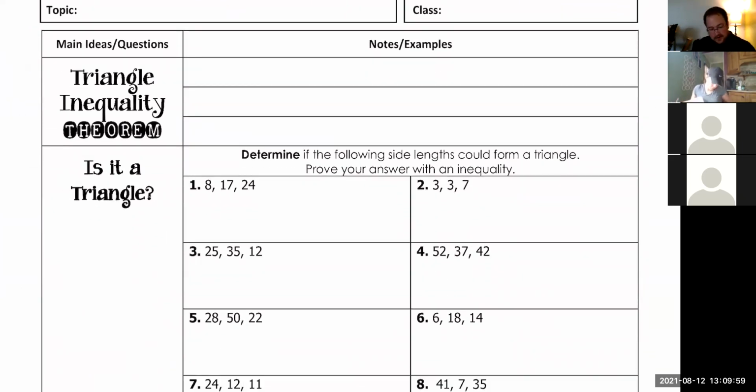So our next focus today, and this is actually going to run us through, in a manner of speaking, the rest of our notes, is what's known as the triangle inequality theorem. If I were to boil it down and oversimplify it, this is basically the rule saying what three sides can form a triangle and which ones cannot.